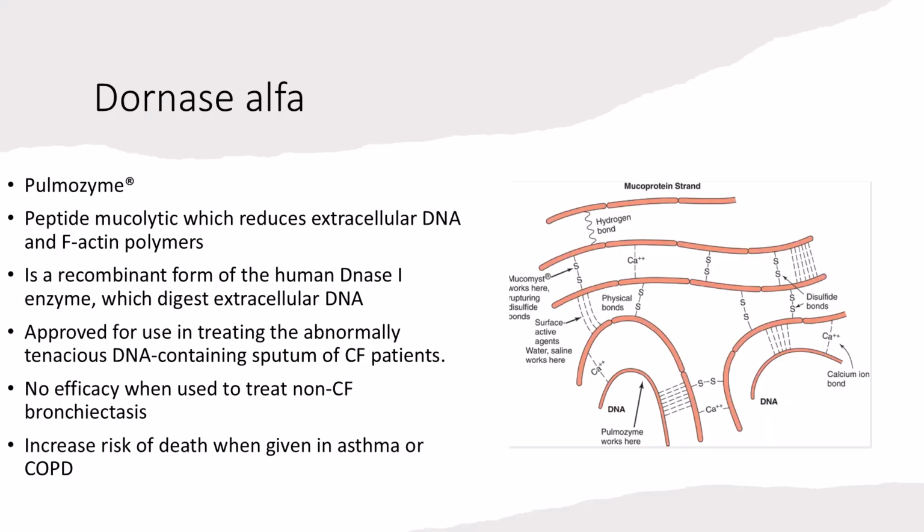Dornase alpha, a recombinant form of the human DNase enzyme, is a peptide mucolytic that digests extracellular DNA and reduces the viscosity and adhesivity of respiratory secretions. It was approved by the FDA in 1994 as the first mucoactive agent specifically for the treatment of cystic fibrosis. In cystic fibrosis, pulmonary secretions are abnormally thick and sticky due to defective chloride exchange mechanisms, which lead to increased sodium and water absorption from the airways.